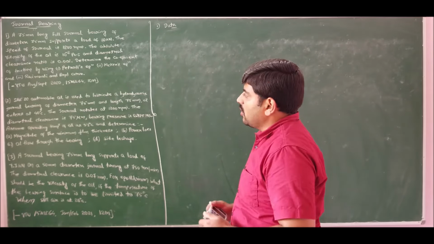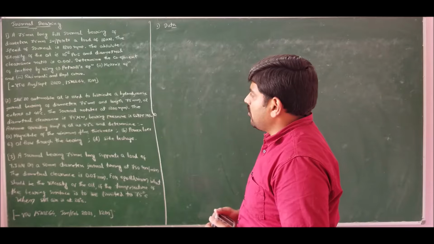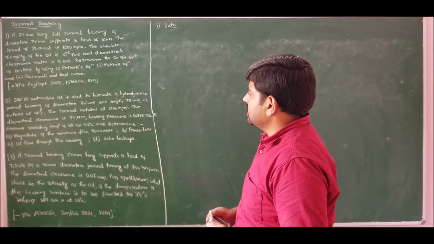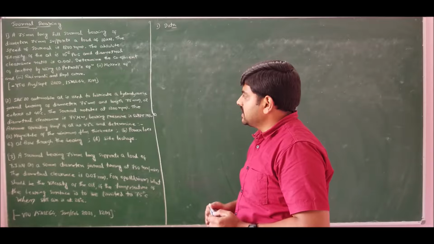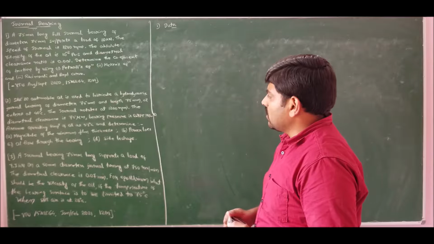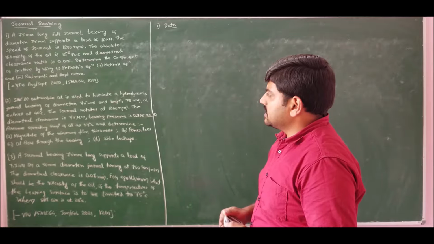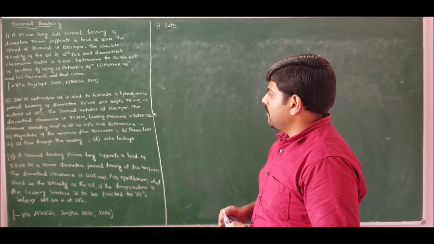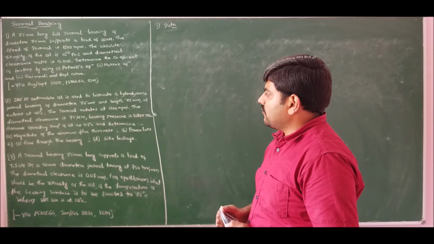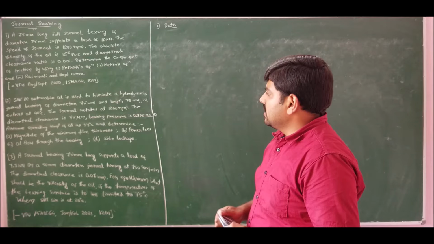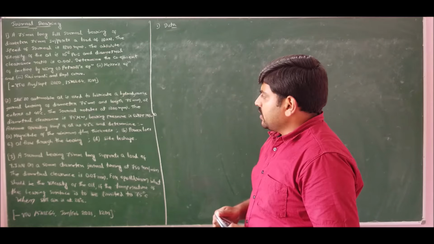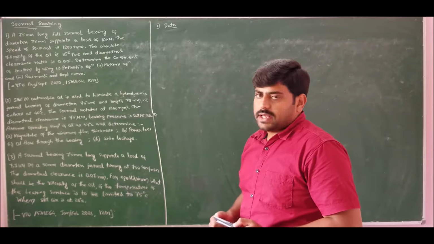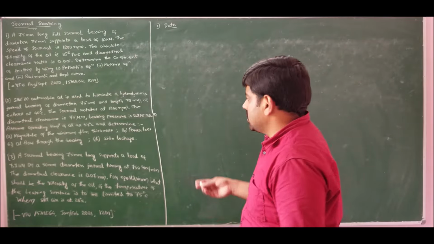Next, moving ahead, problem number 2 states that SAE20 automobile oil is used to lubricate a hydrodynamic journal bearing of diameter 75 mm and length 75 mm. Oil enters at 40 degrees Celsius. The journal rotates at 1200 rpm. The diametrical clearance is 75 micrometers. Bearing pressure is 0.985 megapascal. Assuming operating temperature of oil as 53 degrees Celsius, determine the magnitude of the minimum film thickness, power loss, oil flow through the bearing, and side leakage. Let us solve this problem.